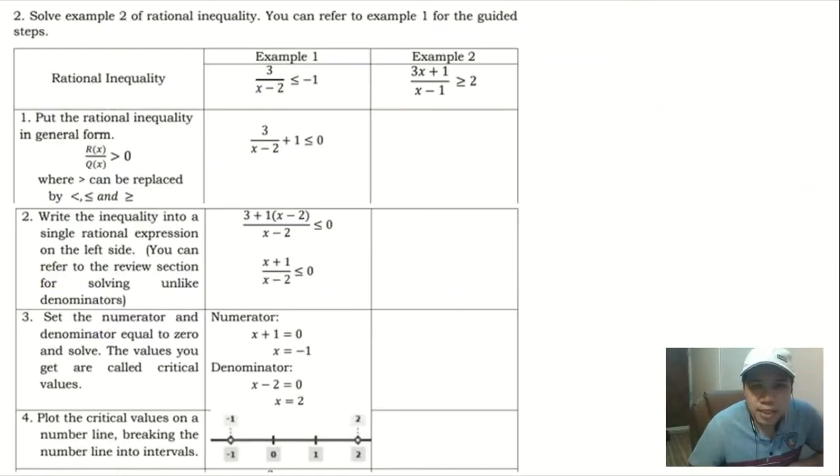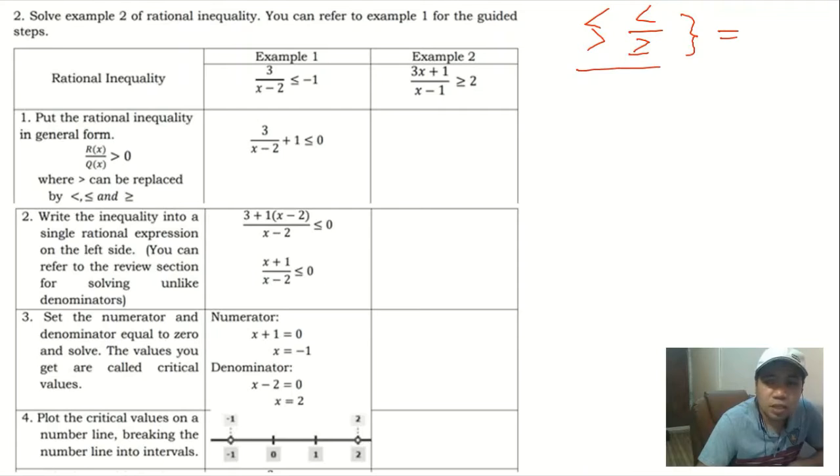So, another one is the inequalities. Inequalities, we can treat inequalities. For example, we have less than, greater than, or less than equal, greater than equal. Substitute lang natin to sa equal sign. Pero ibig sabihin, meron tayong range sa part na to. Kaya ganito yung ginagamit niya. So, let's proceed. 3 over x minus 2 less than equal to negative 1. Gawin natin siyang general form.